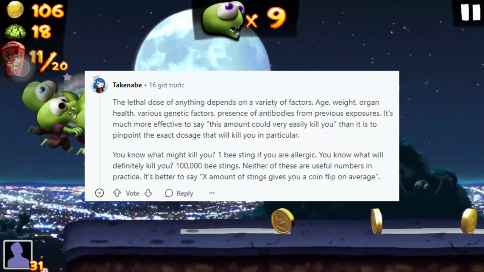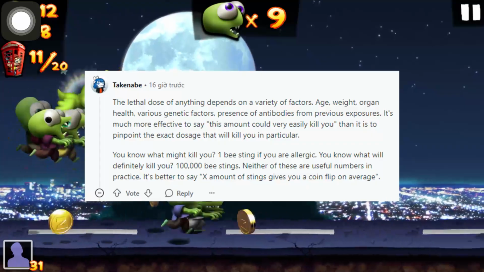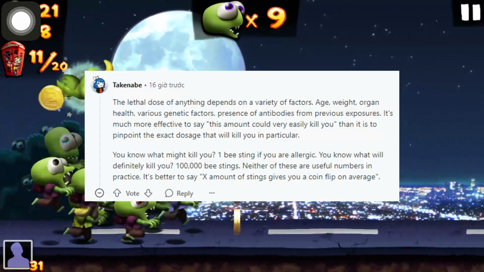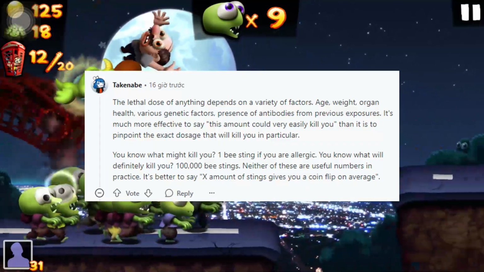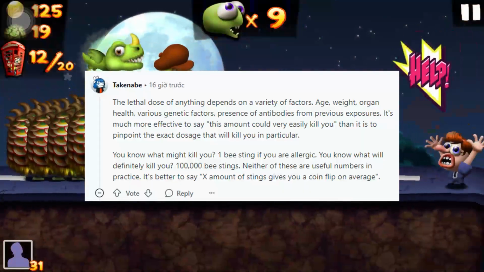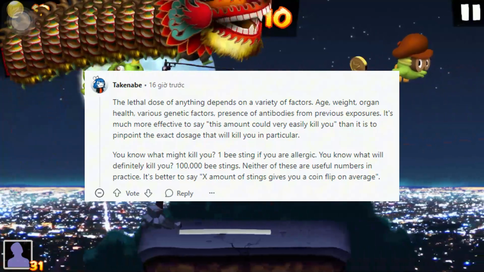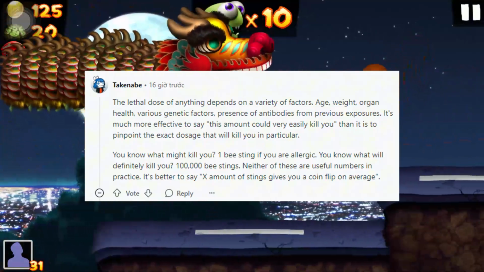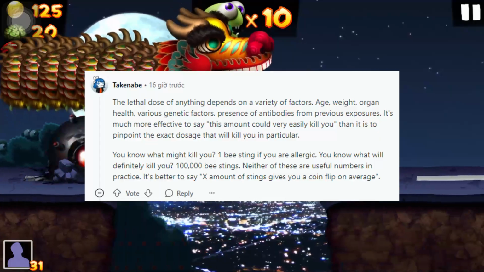You know what might kill you? One bee sting, if you are allergic. You know what will definitely kill you? 100,000 bee stings. Neither of these are useful numbers in practice. It's better to say, X amount of stings gives you a coin flip on average.